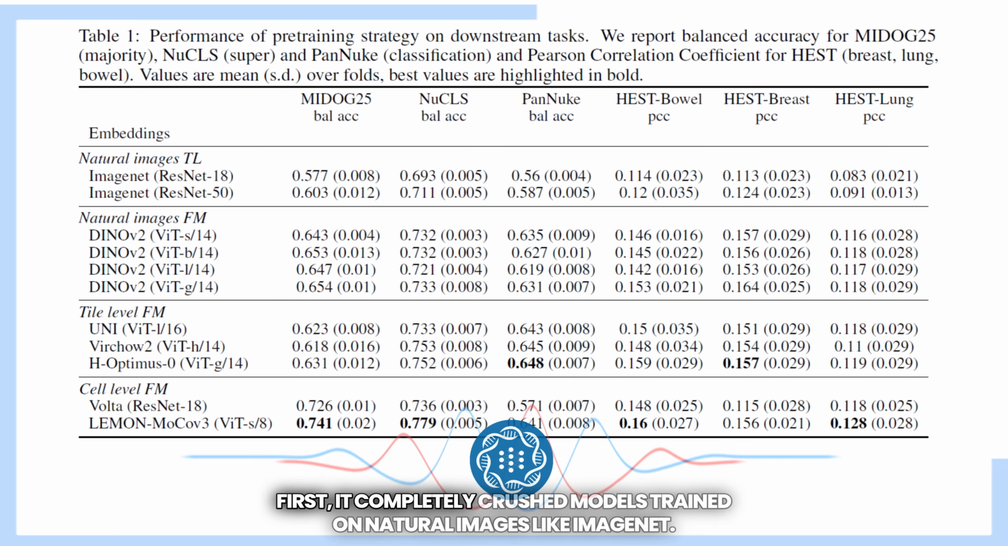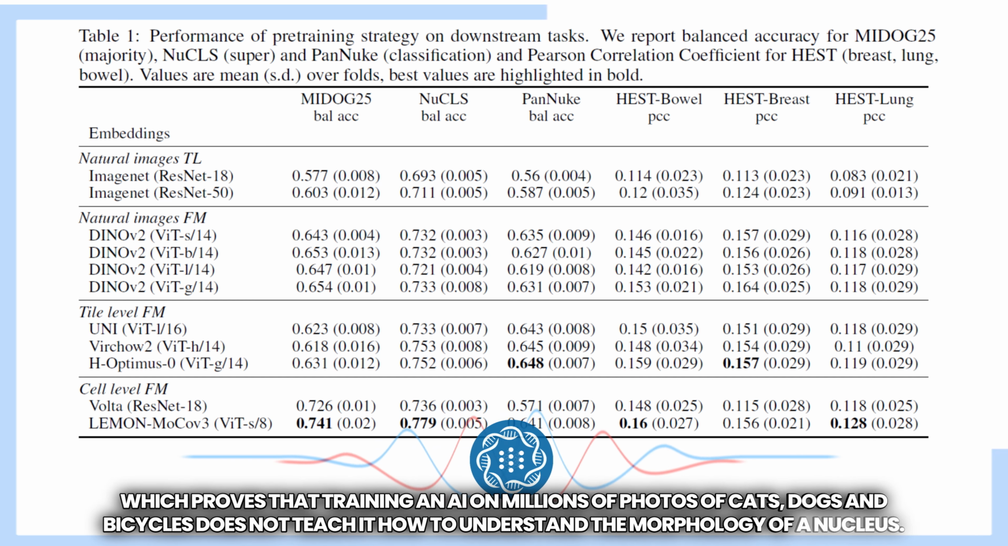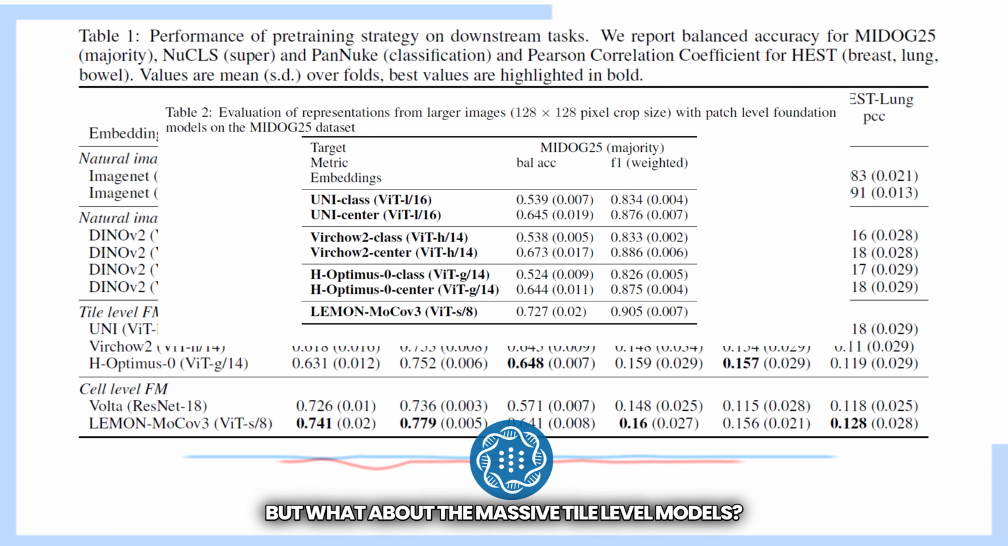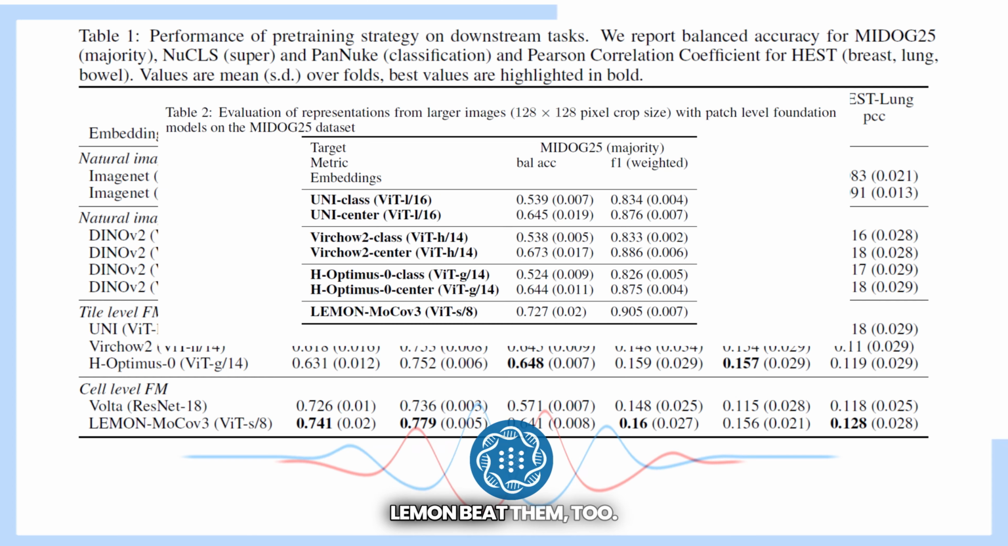First, it completely crushed models trained on natural images, like ImageNet. Which proves that training an AI on millions of photos of cats, dogs, and bicycles does not teach it how to understand the morphology of a nucleus. Right. That makes sense. But what about the massive tile-level models? The ones burning nearly 300 billion FLOPs? Lemon beat them too. Wow.